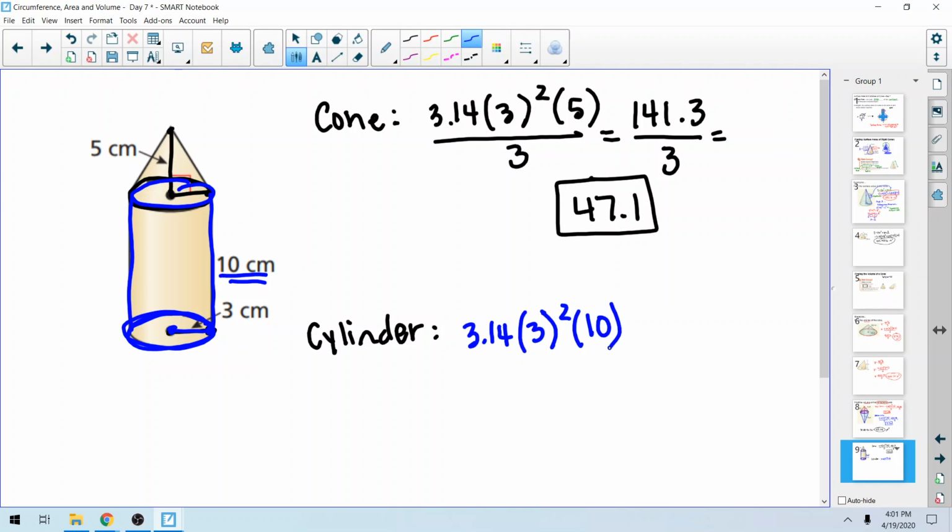Now, the difference here, because that's exactly what we did for the cone, we did pi r squared h, is because it's a cylinder, which is a prism, not a pyramid, do not divide by 3. Okay, so no division by 3. And we're just going to figure this out. So 3.14 times 3 squared times 10, which is 282.6.